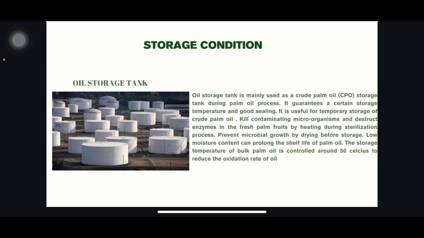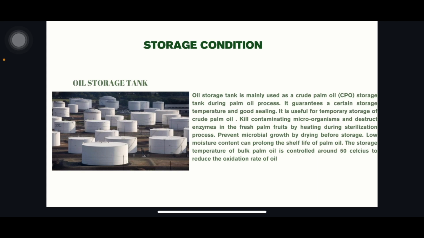Okay, for the storage condition, everyone must be wondering, where is the processed oil kept? The processed oil is stored in an oil storage tank. An oil storage tank is mainly used as a crude palm oil storage tank during the palm oil process. It guarantees a certain storage temperature and good sealing.